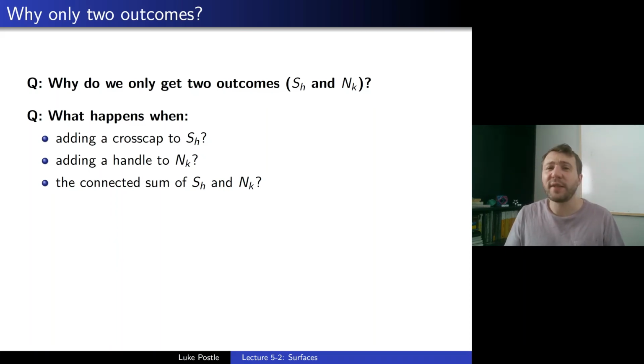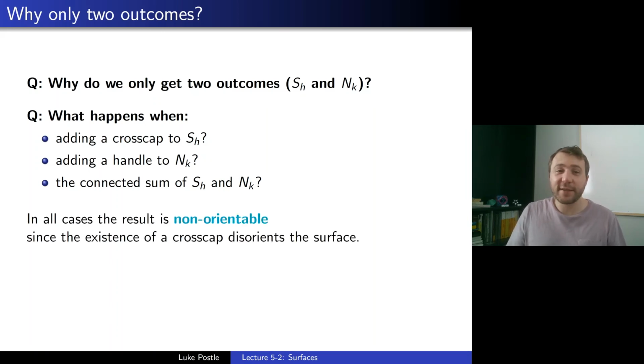So maybe pause, think about it if you don't know this, but here's the strange fact. In all the cases mentioned above, the result is always non-orientable, because the existence of at least one cross-cap will disorient the surface, right? Just knowing that somewhere there's a one-sided curve, a cross-cap, is enough to disorient the entire surface. However you walk, you could always walk through that cross-cap and disorient yourself.